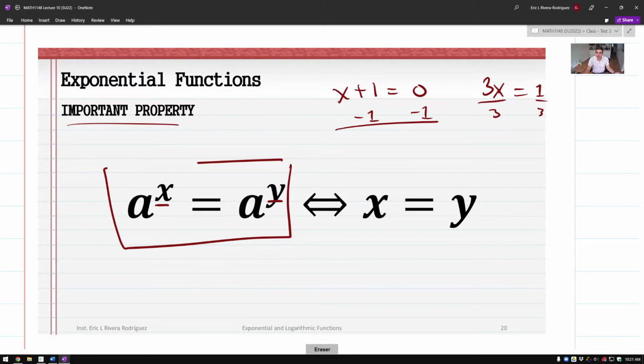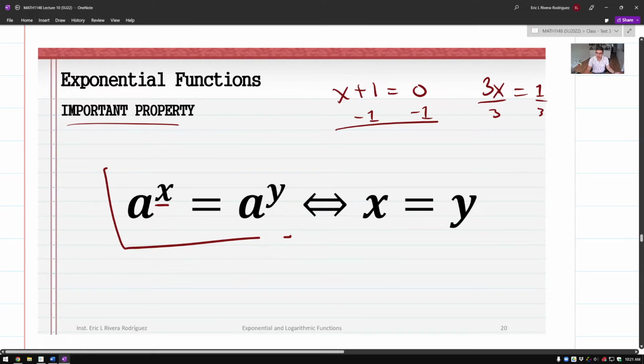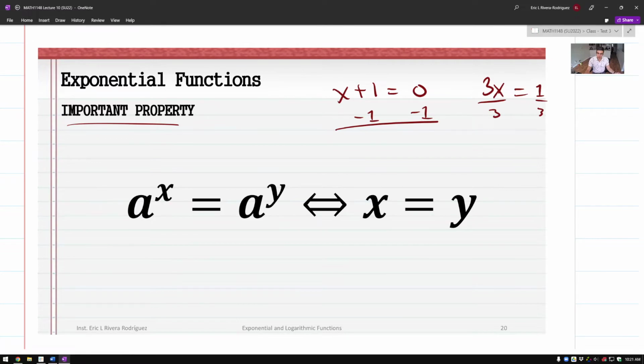Okay, so this first property is one of those that we are going to use to solve exponential equations. What does this say? It says that if we are in an equation where both sides are in exponential form and the bases are the same, then we can conclude that the exponents are also the same.